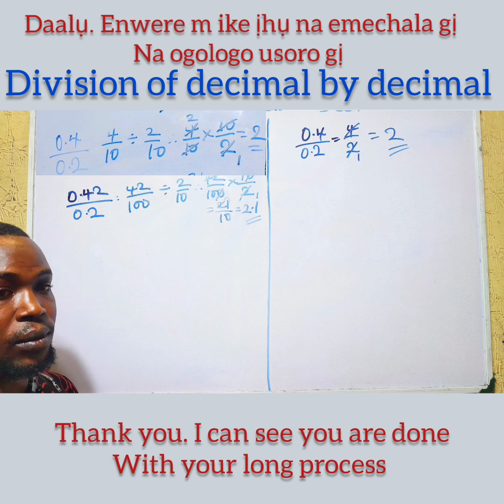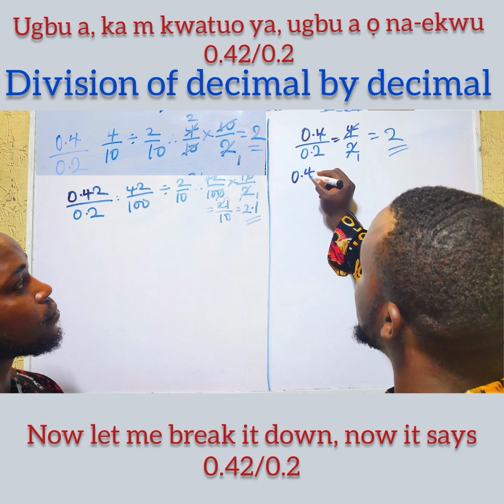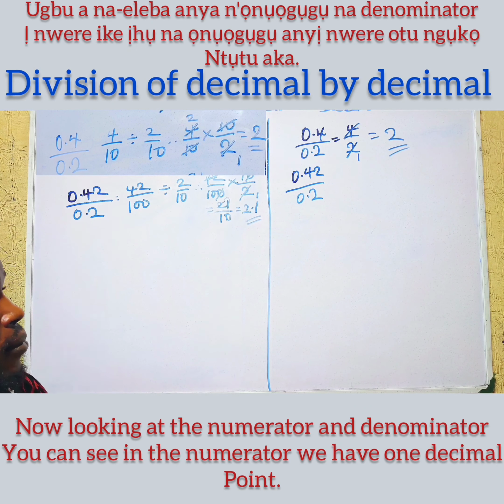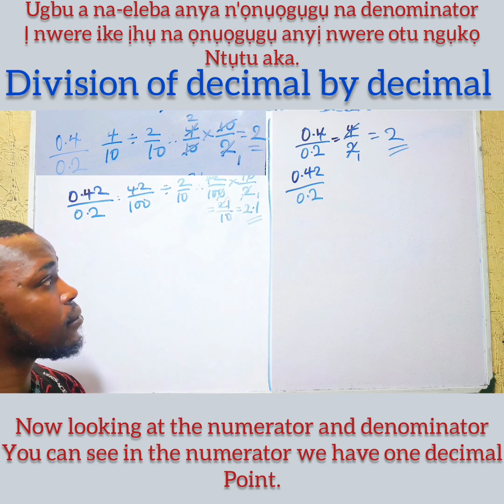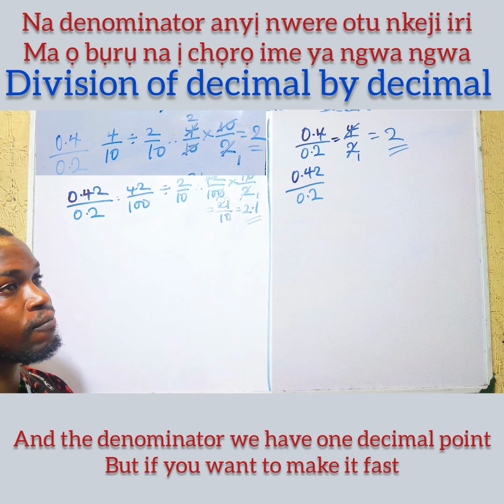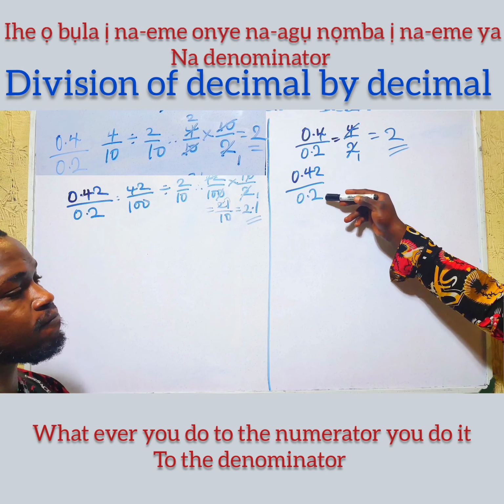Thank you. I can see that you are done with your long process. Now let me break it down. Now you said 0.42 divided by 0.2. Now looking at the numerator and the denominator, you can say in the numerator we have 2 decimal points there, and the denominator we have 1 decimal point there. But if you want to make it fast, whatever you do to the denominator, you do it to the numerator. Whatever you do to the numerator, you do it to the denominator.